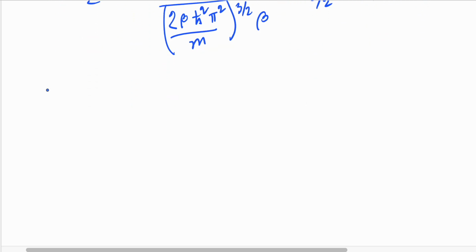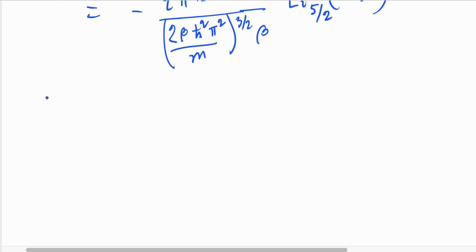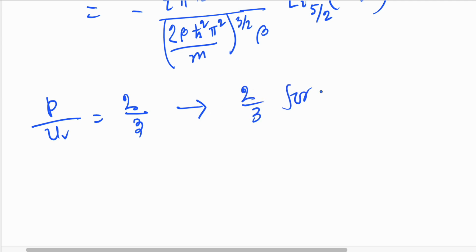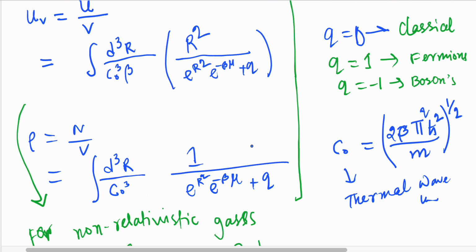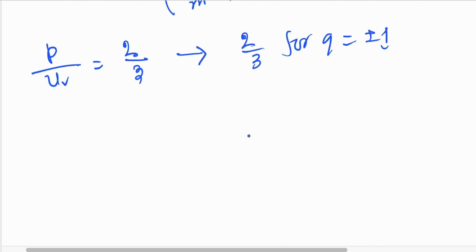Now the interesting thing is, when you divide the q by uv, that means p by uv, it's actually always the same. You can see from here that p by uv is 2/3 for q equal to plus minus 1. So it does not matter what type of gas it is, whether it statistically follows the rules of fermions or the rules of bosons. It doesn't matter.